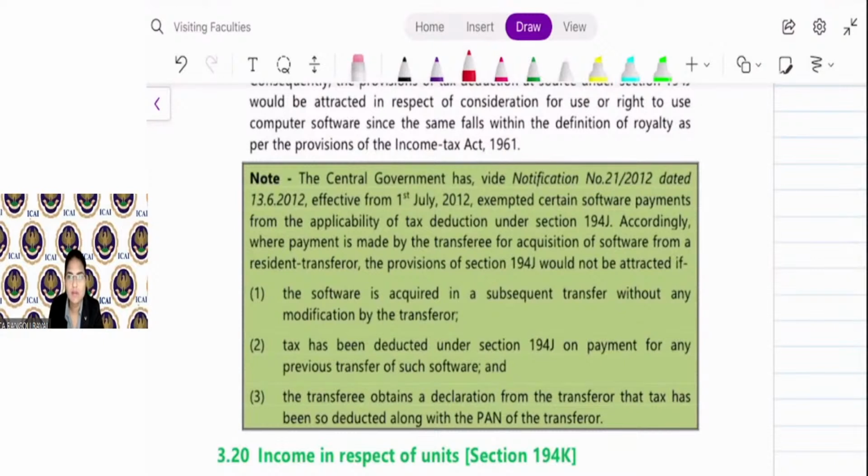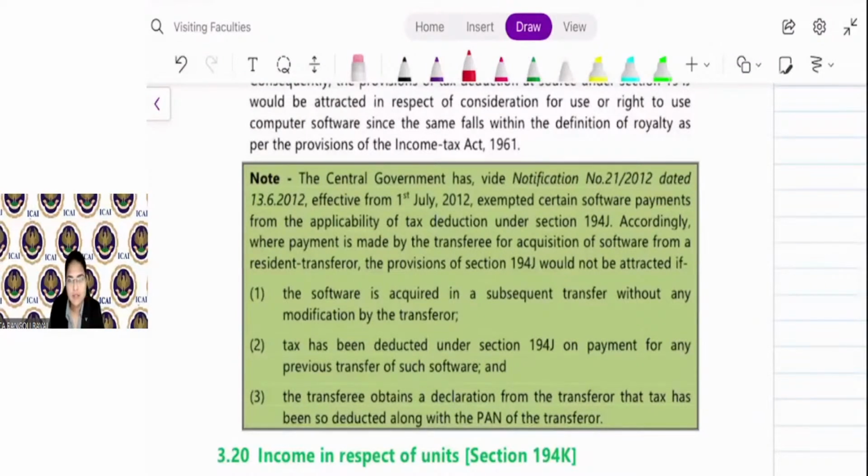The central government, by notification dated 13/6/22, exempted certain software payments from applicability of tax deduction under 194J. There are certain software on which you are not required to deduct TDS. Accordingly, where payment is made by a transferee for acquisition of software from a resident transferor, the provision of section 194J would not be attracted if the software is acquired in a subsequent transfer without any modification by the transferor. That means the transferor directly gives you ready-to-use software, without any modification done by the transferor as per the requirement of the transferee.